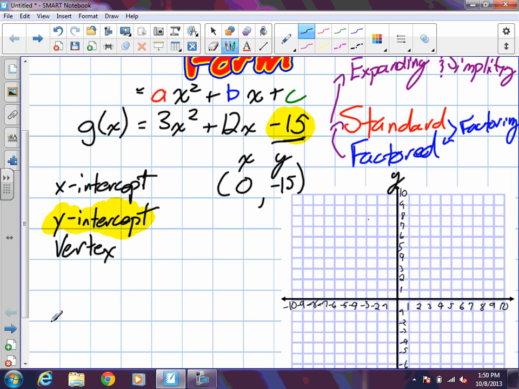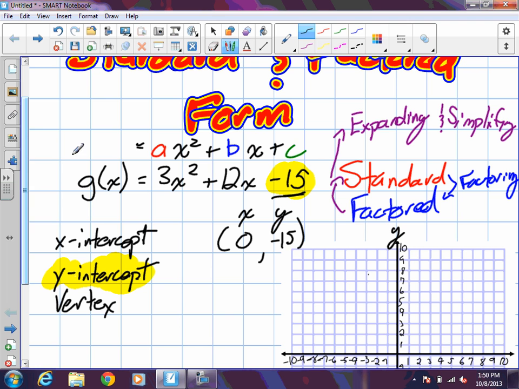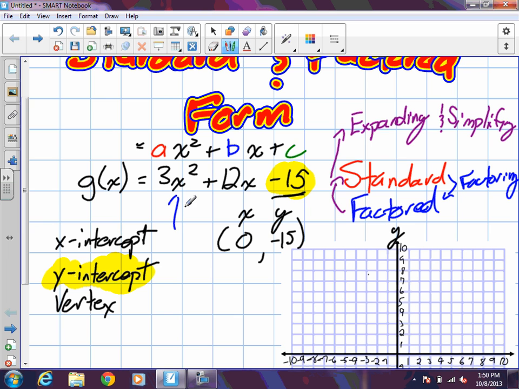Oh, I should have chosen a better point. Obviously, it's way down there out of the graph. Okay, but that's fine. It's important for us. Our negative 15. And the reason we know that is because we're setting x equal to 0. So if I put 0 in here and 0 in here, what is 0 squared? 0. Times 3? Still 0. 0 times 12? So 0 plus negative 15 is... So instead of actually carrying out all that math, we can just look at the very last number in standard form, and we know that the Y-intercept is (0, negative 15).